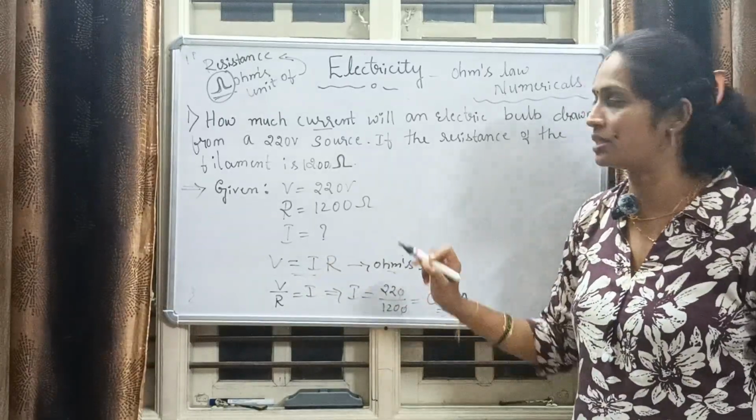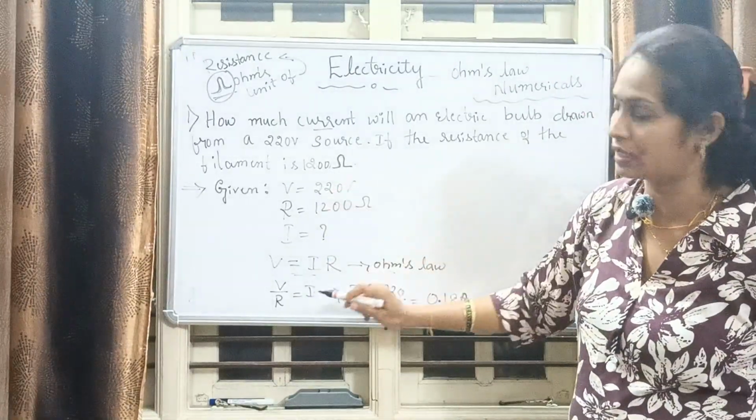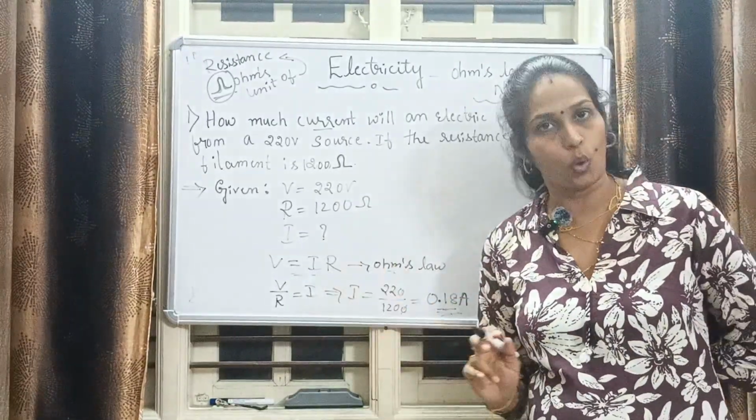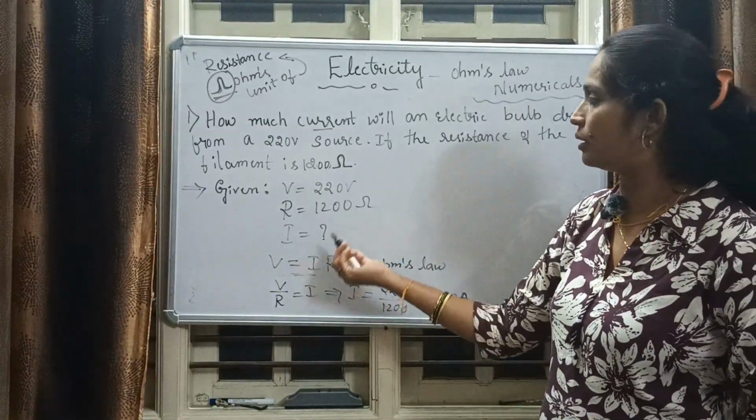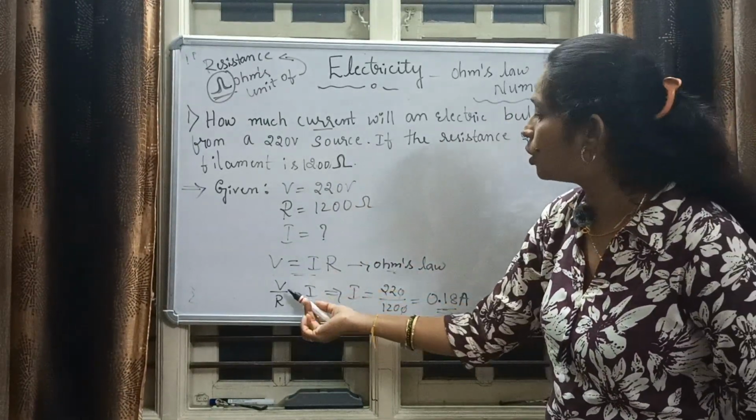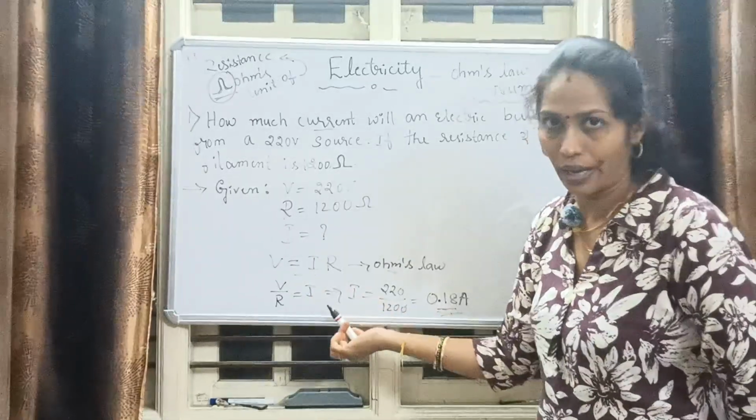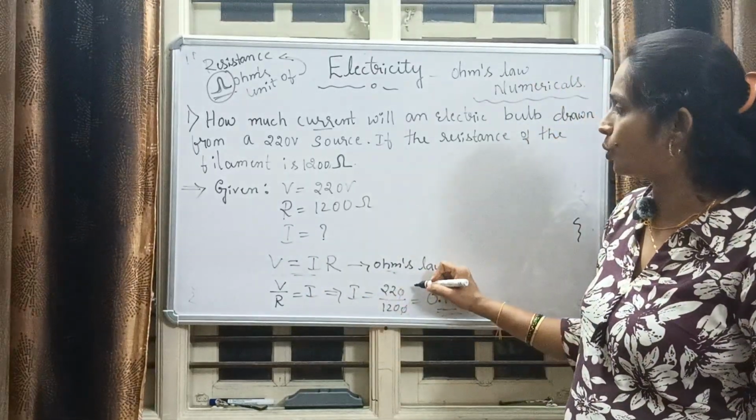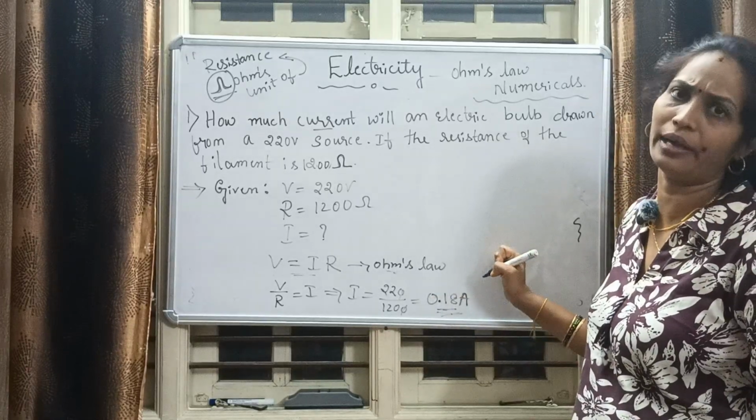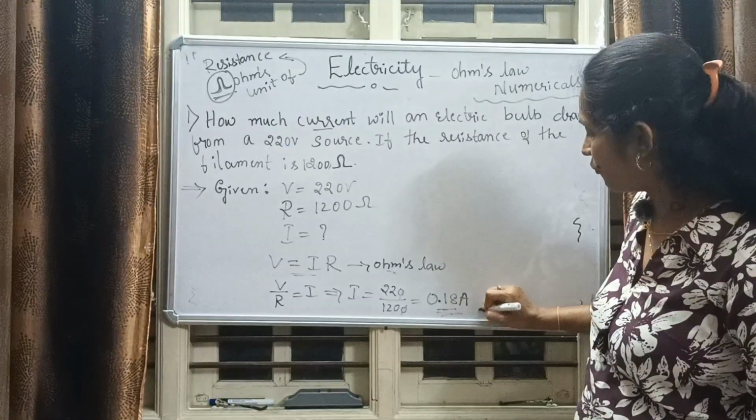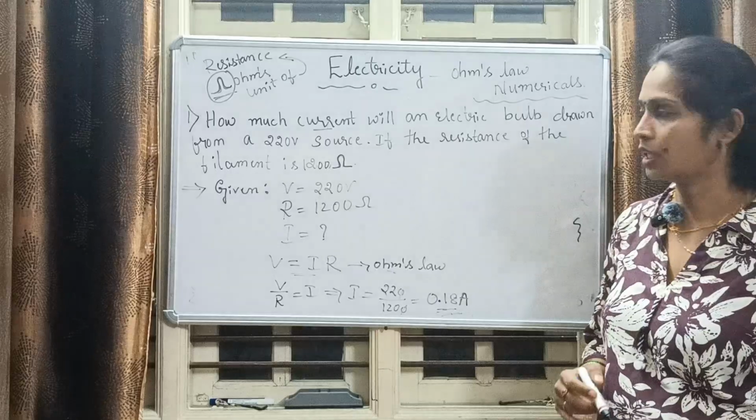There is a relationship between V, I and R, that is V is equal to IR by Ohm's law. So we can easily calculate any one term if two are given. So V by R is equal to I. So I is equal to 220 divided by 1200. It is around 0.18 ampere. This is your final answer. Note down.